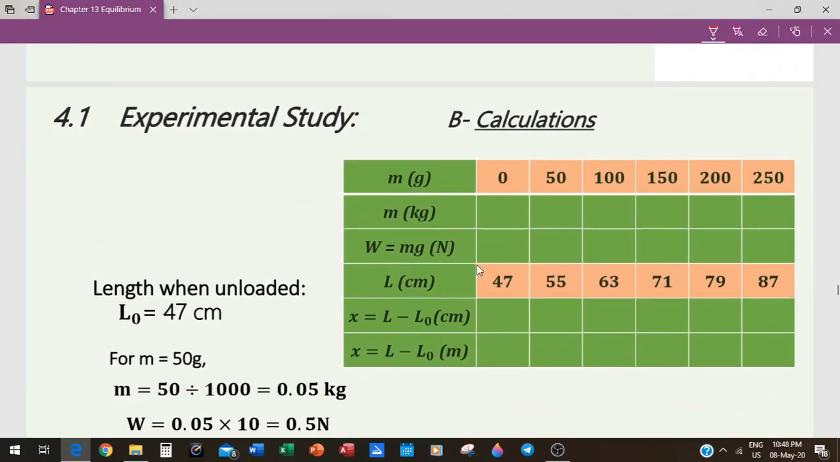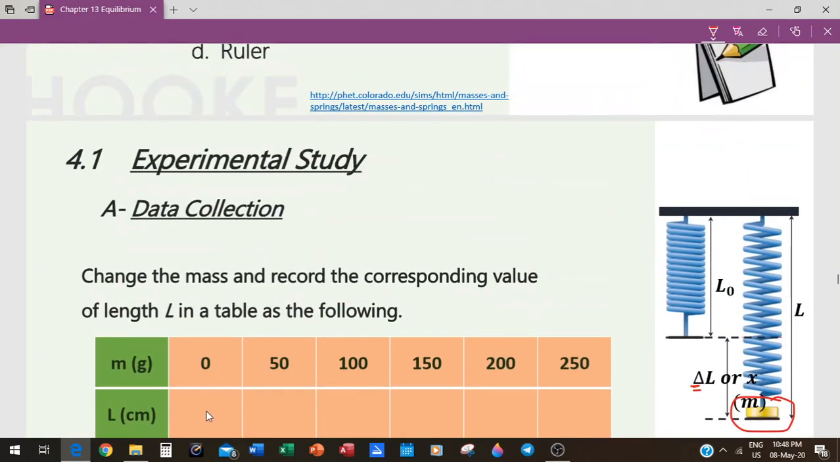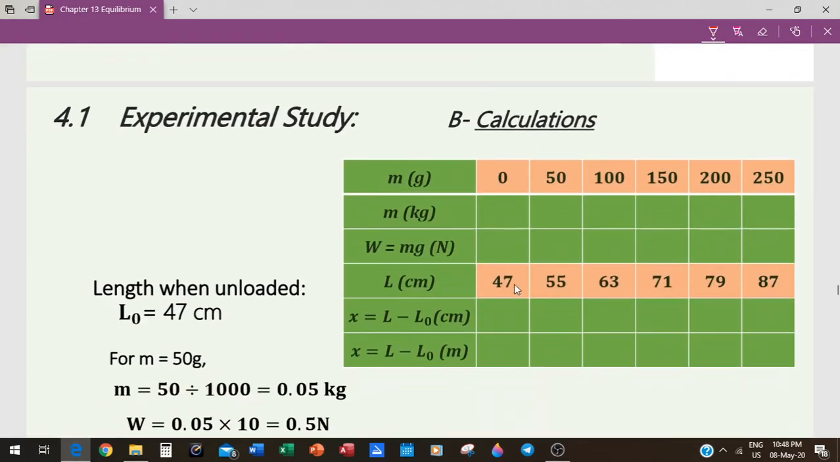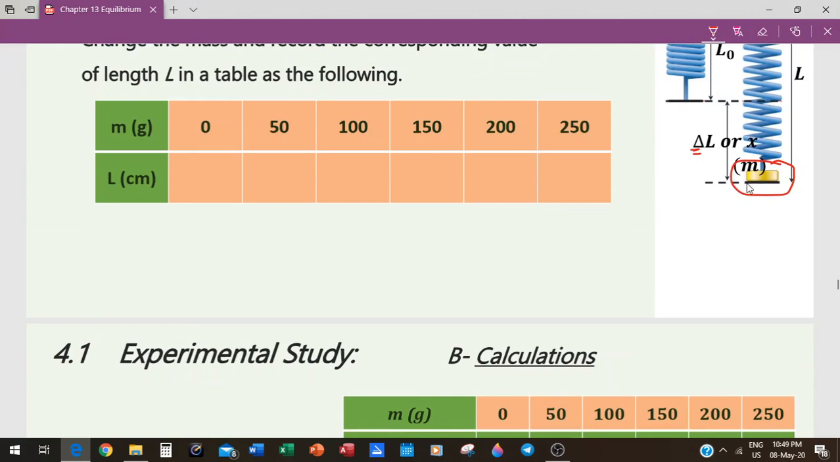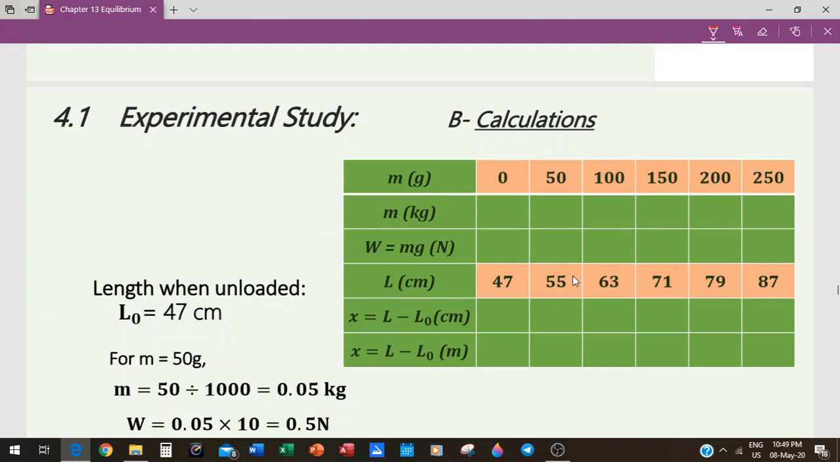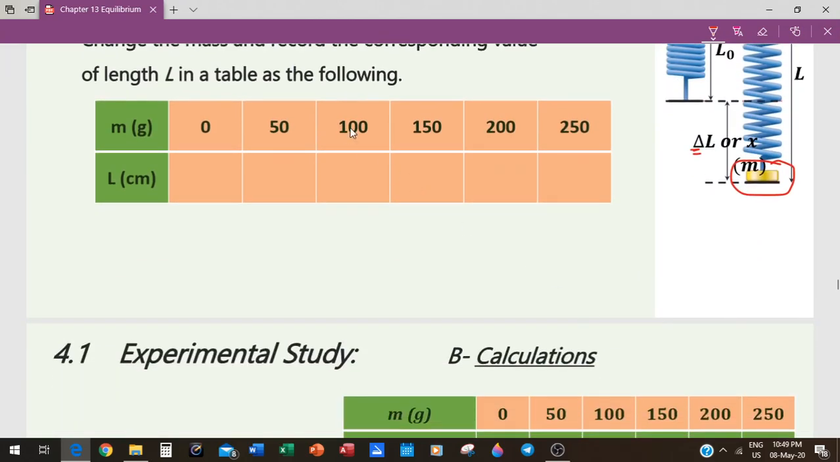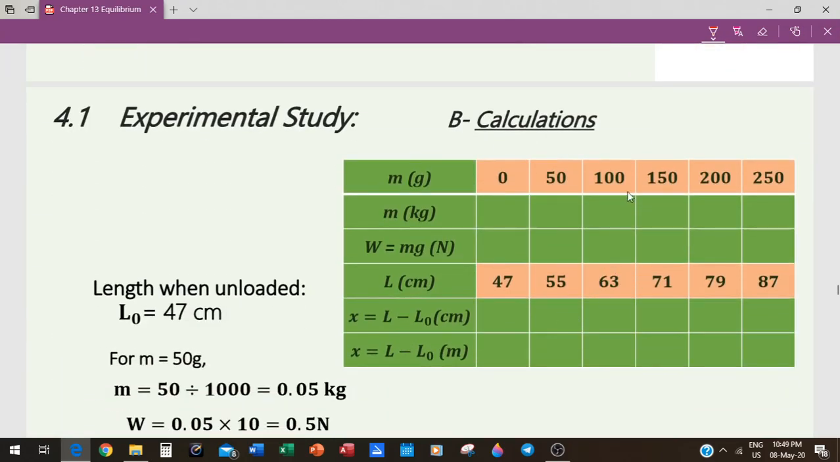so these are the masses, and we are going to record the lengths that we get. When we have the mass 0 here, the length was 47 centimeters. When we load the spring with a mass M, which is 50 grams, the length became 55 centimeters. Also, adding masses 100 gives a length of 63, 150 gives a length of 71, 200 grams gives a length of 79, and 250 gives the length of 87 centimeters.